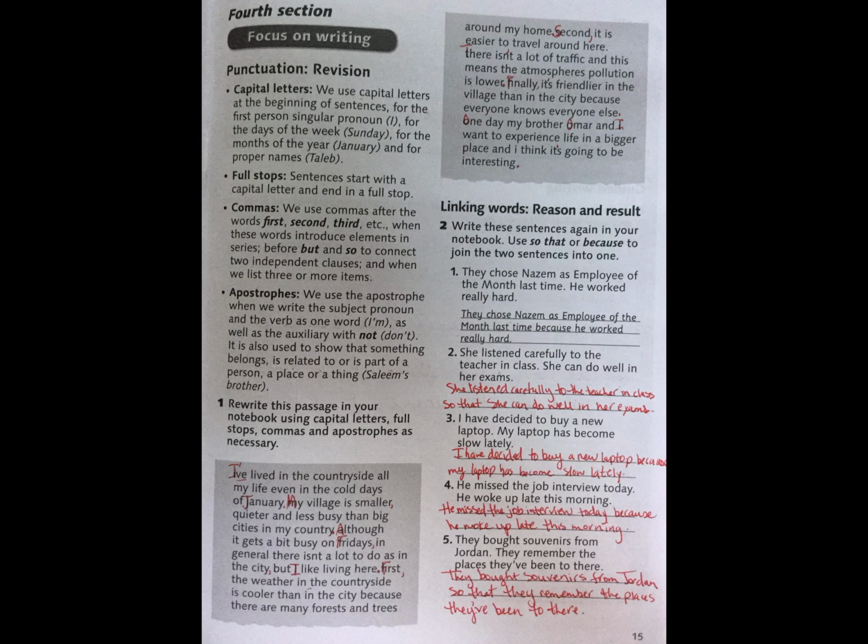There isn't a lot of traffic, and this means the atmosphere pollution is lower. The T in there is capitalized, and then like we said, there's an apostrophe, because we have is and not. We contracted those two, so we put an apostrophe between N and T. And then we have a full stop after lower, and then a capital for finally, and a comma after finally, again as I said. And then we have apostrophe, IT apostrophe S, friendlier in the village than in the city because everyone knows everyone else.